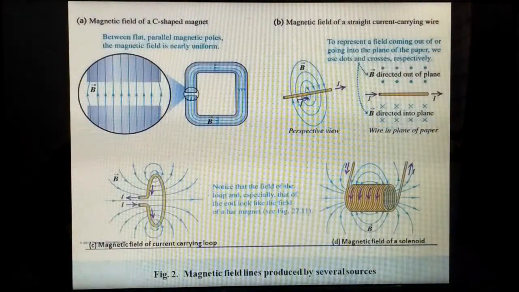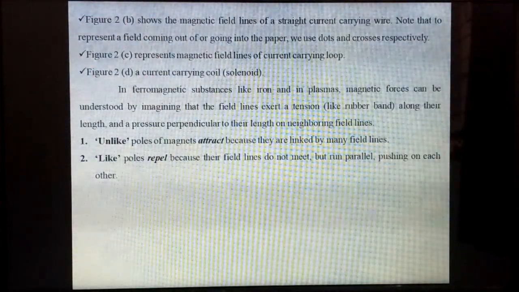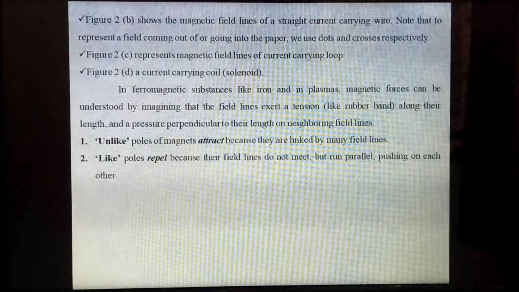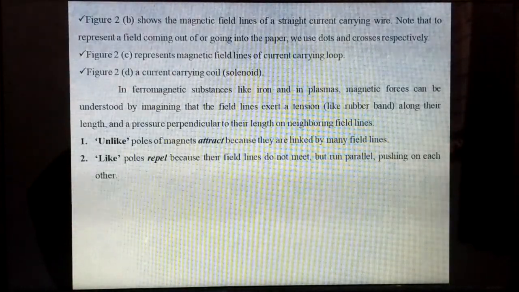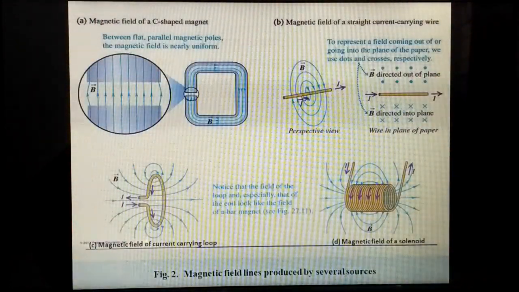These are some magnetic fields. First is the magnetic field of a C-shaped magnet. Second is the magnetic field of a straight current carrying wire. Third is the magnetic field of a current carrying loop, and last is the magnetic field of a solenoid. We will describe them one by one. Figure 2b shows magnetic field lines of a straight current carrying wire. Note that to represent a field coming out of or going into the paper, we use dots and crosses respectively, as shown in the figure.